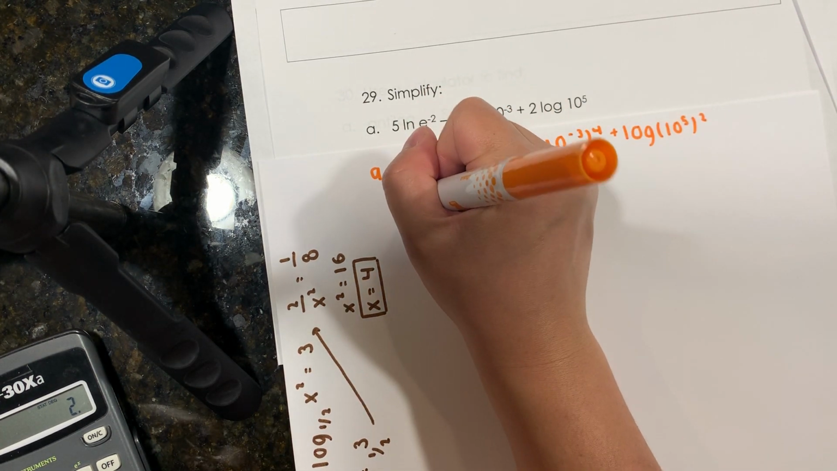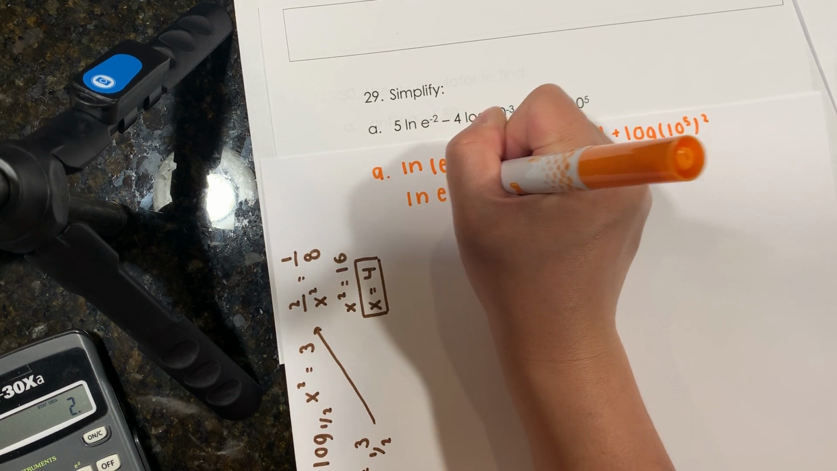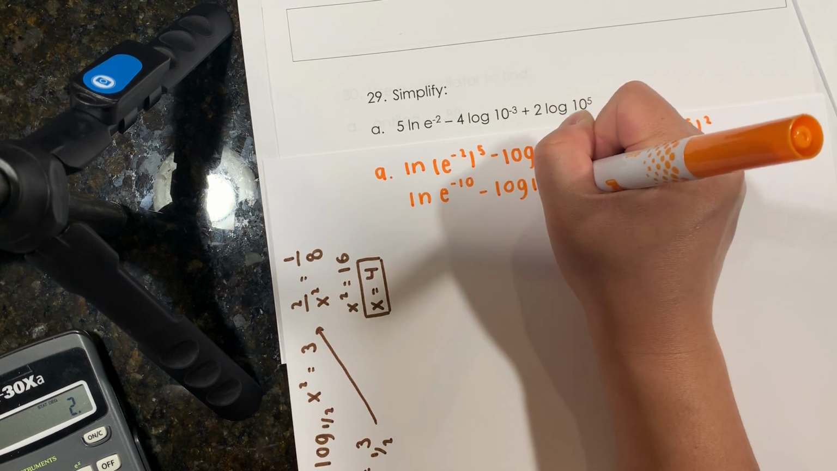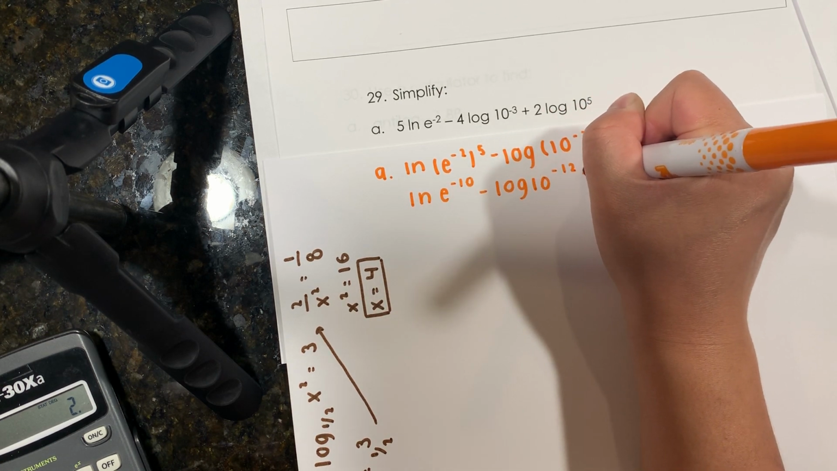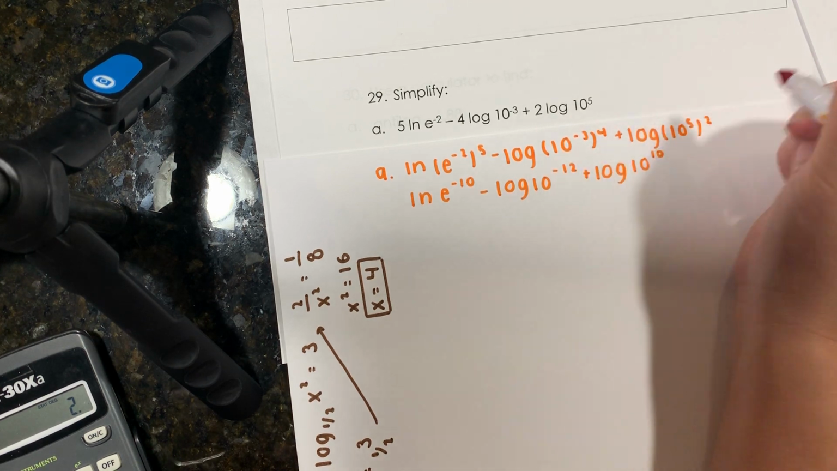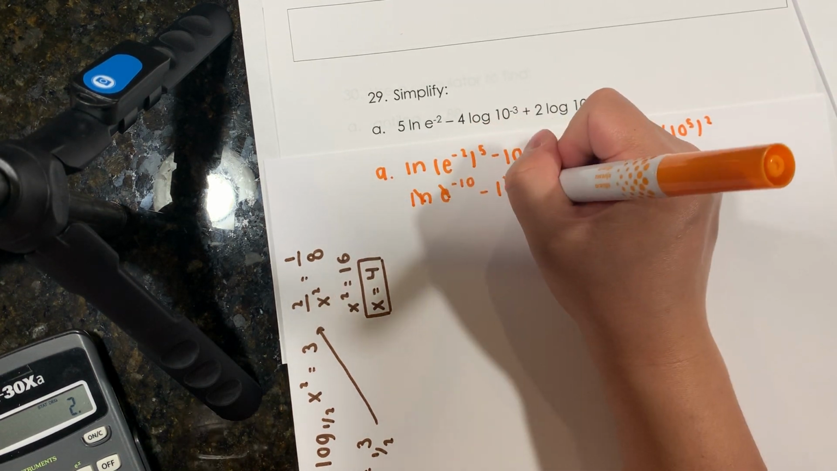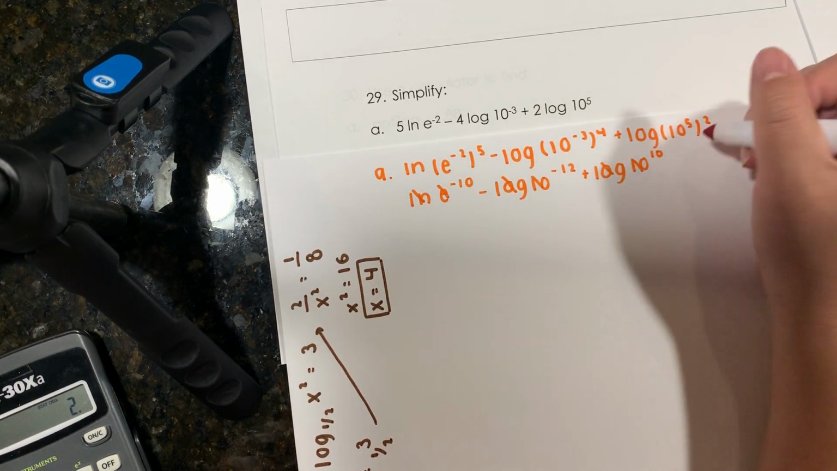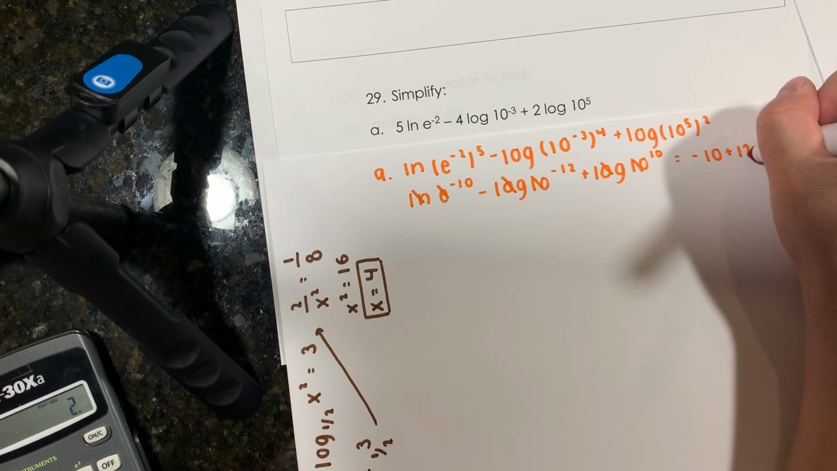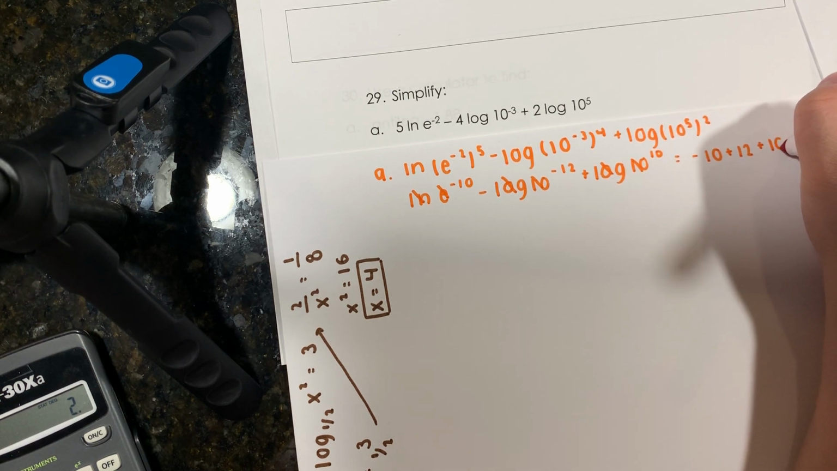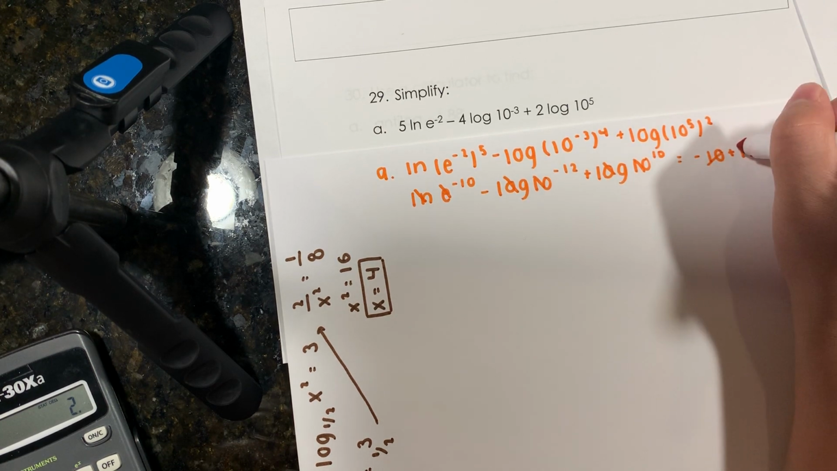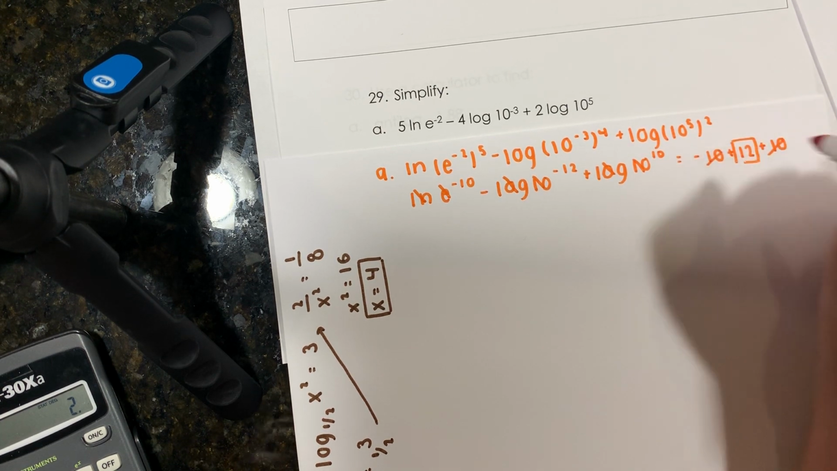So we multiply those. So that'll be ln e to the negative 10th minus log 10 to the negative 12 plus log 10 to the 10th. Now the ln and the e, the log and the 10, log and the 10 cancel. So you're left with negative 10 plus 12 plus 10, because 2 negatives make a positive. The 10s cancel, so your result is just 12.